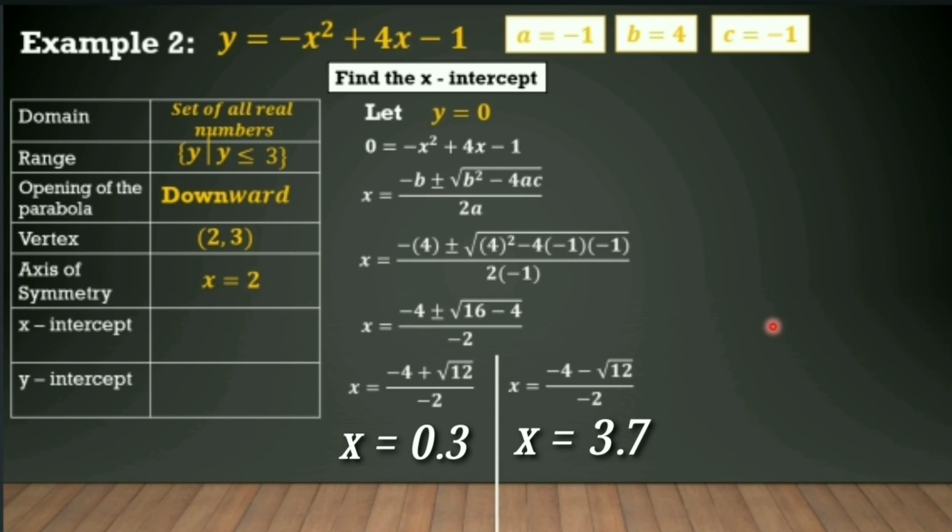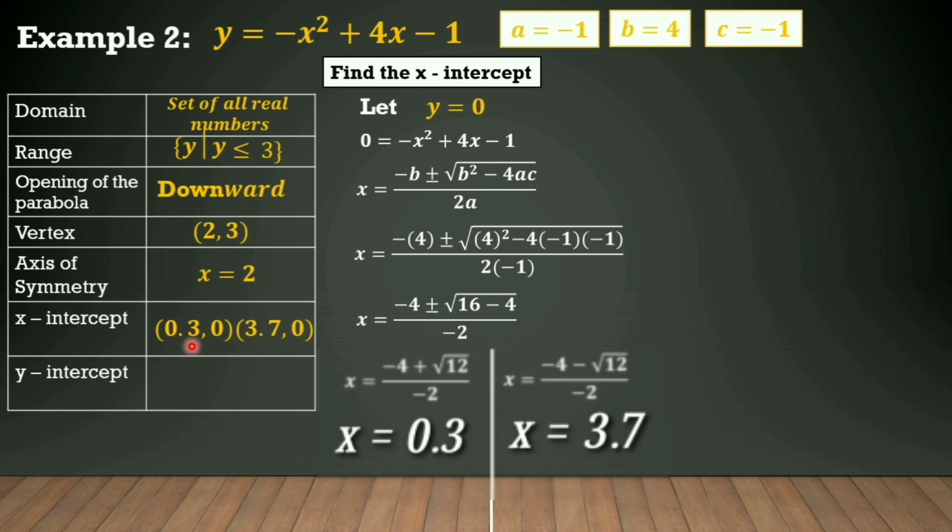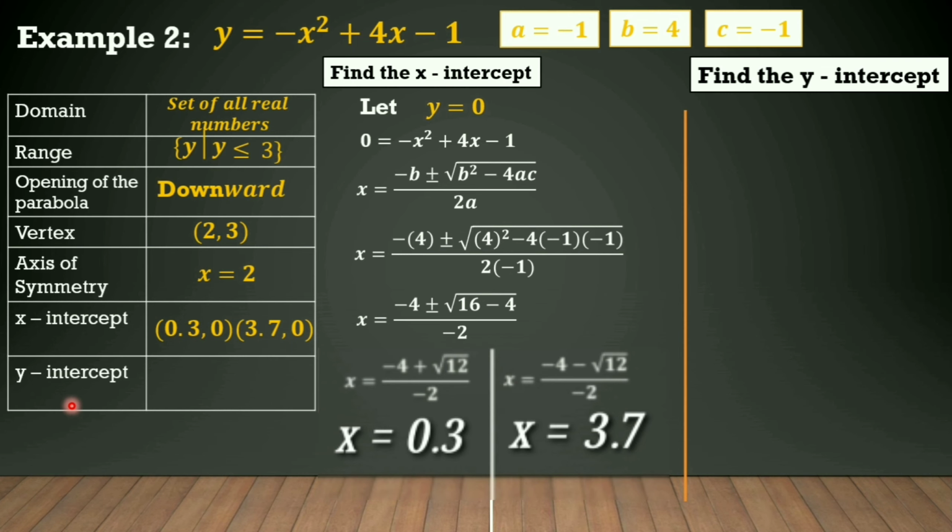Kinonvert ko lang siya into decimal using calculator, tapos ni-round off ko lang siya into 1 decimal place. So, our x-intercept is 0.3, 0.3, tapos 0 yung y, then the other one is 3.7, tapos yung y natin is 0. Okay, next, let's find the y-intercept.